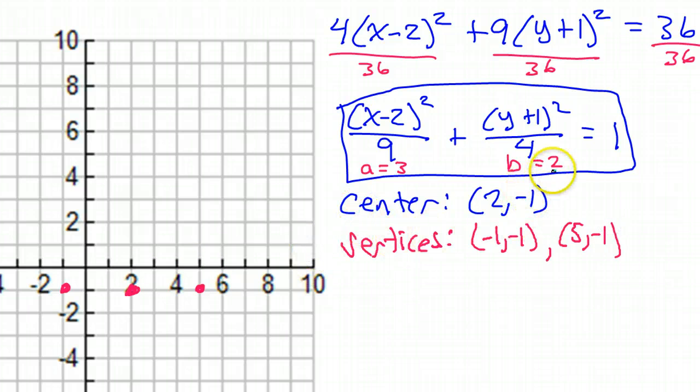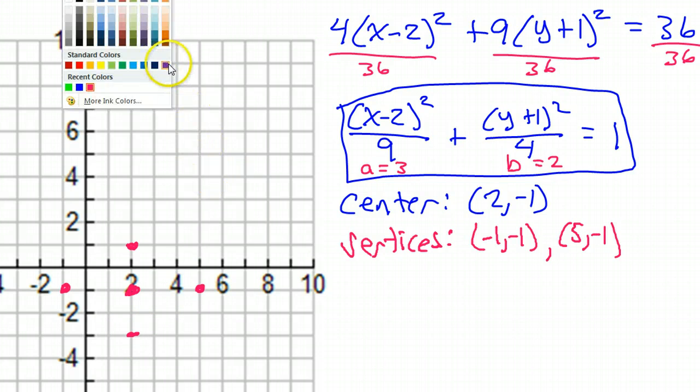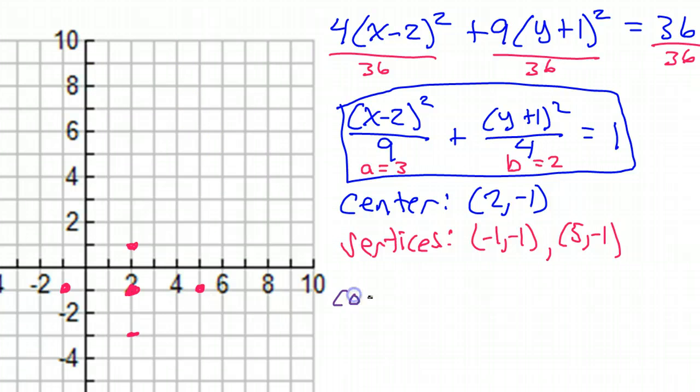Alright, now the co-vertices will come from the 2. That's with the y's, so I will go up and down 2. So it'll be here. Okay, so that gives me the co-vertices, which are 2 comma 1 and 2 comma negative 3.